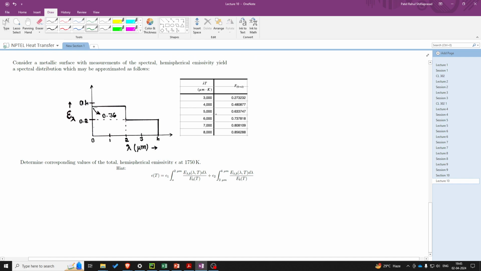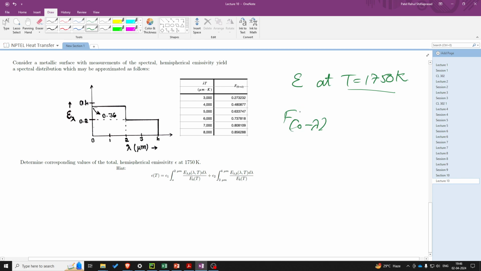So let's take a look at the solution methodology. The first thing we have been given is that we have to find the hemispherical emissivity. We have to find this epsilon at a temperature of 1750 Kelvin. So for this temperature and this wavelength, we need to find f of 0 to lambda.